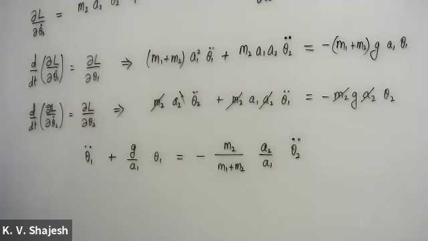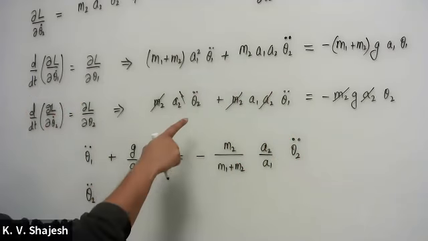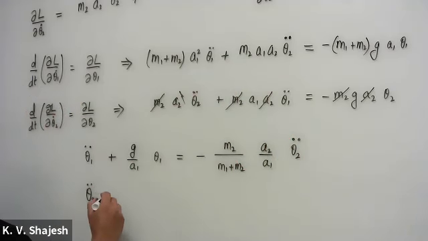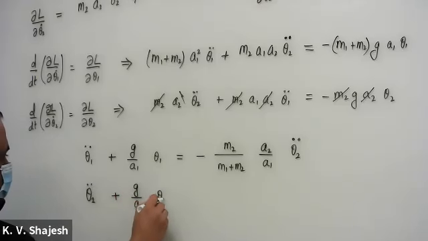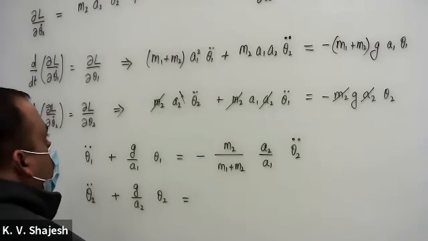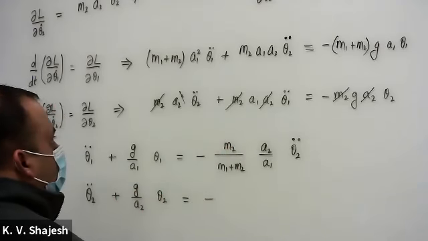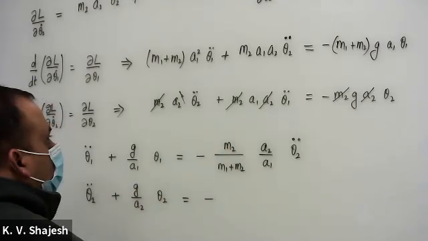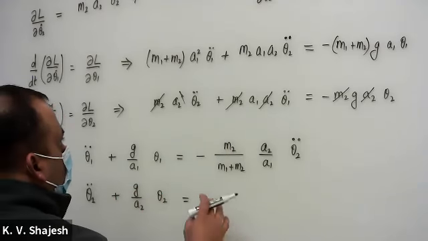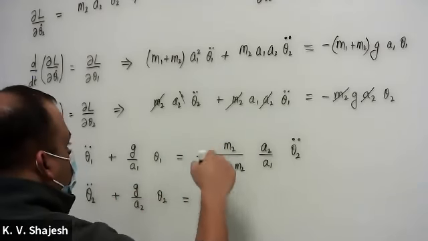Do the same thing in the second equation. I get theta 2 double dot. Bring the right term to the left, so it's plus G over A2 theta 2. That's equal to minus, but this becomes minus, right? It's minus of minus of A1 over A2.